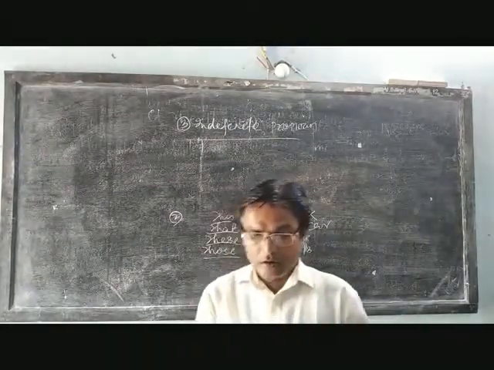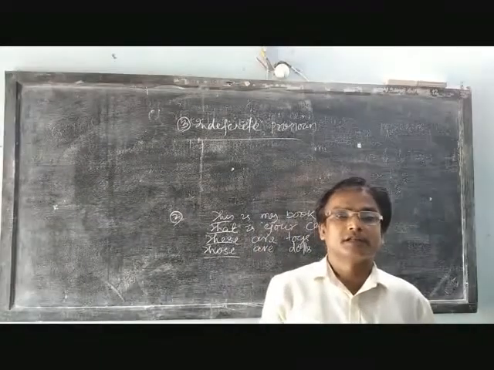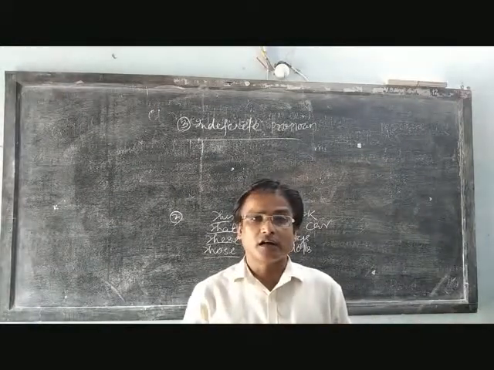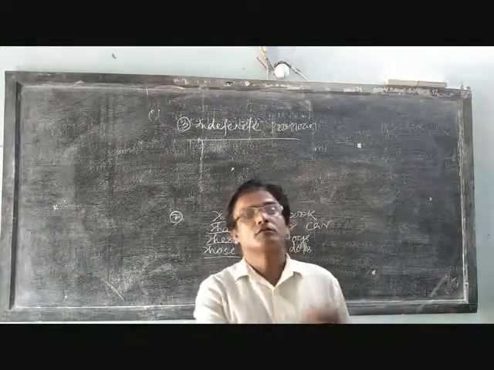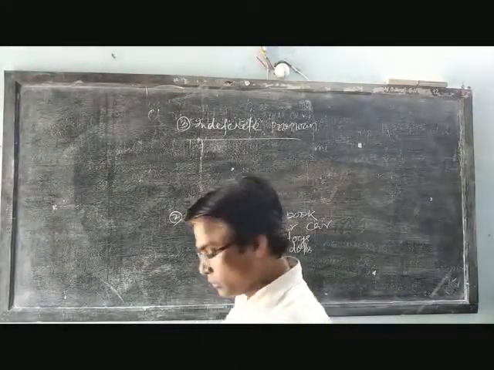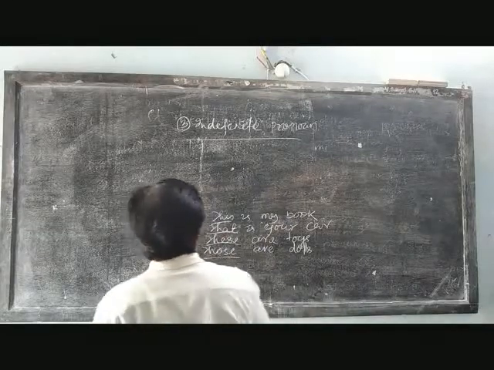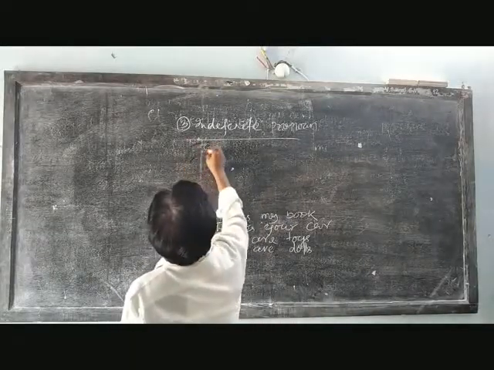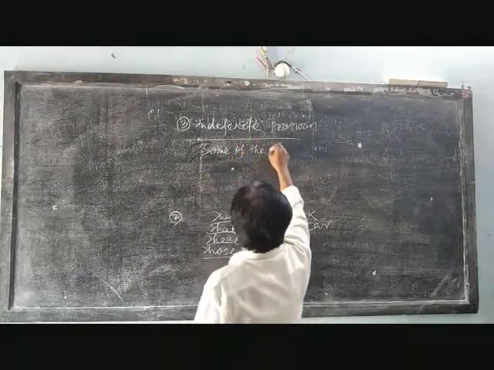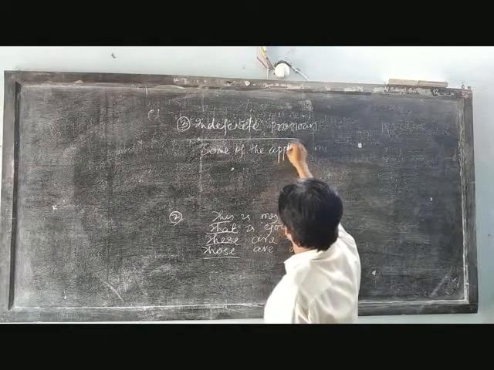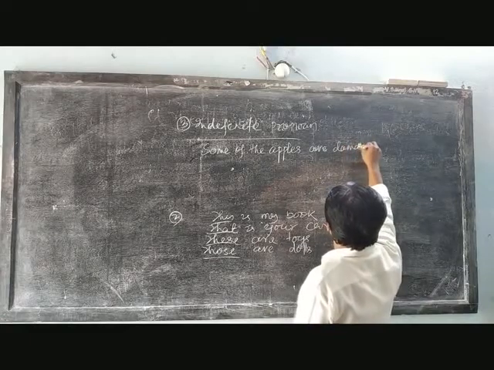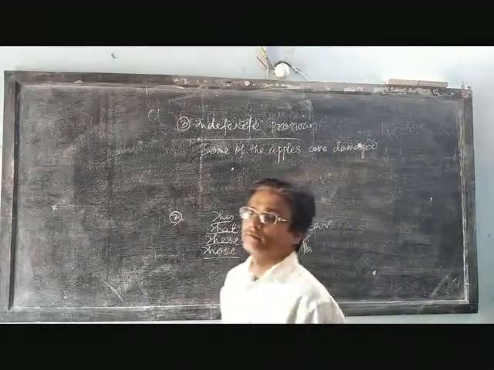All, none, many, one of the boys, but it does not indicate which boy. Some of the books, but it does not indicate which books, only some of the books. Examples: some of the apples, they are damaged. Some of the apples are damaged.